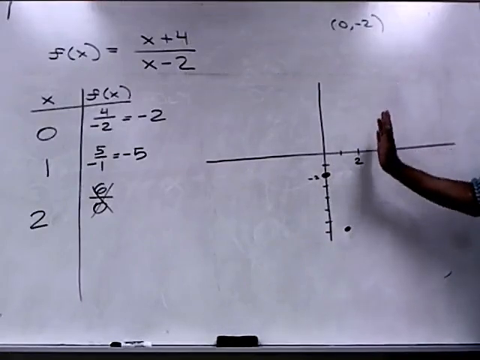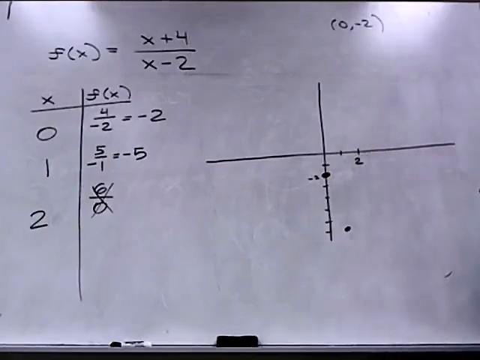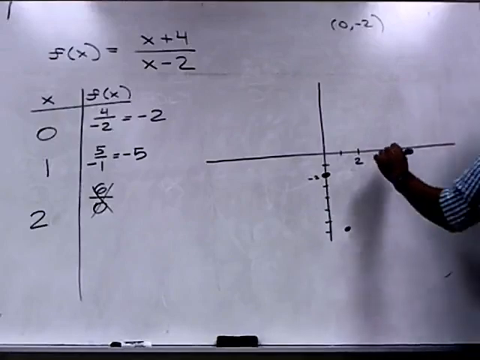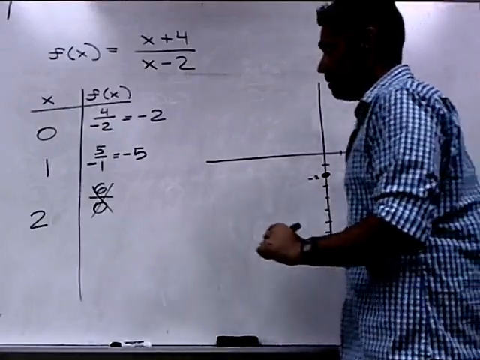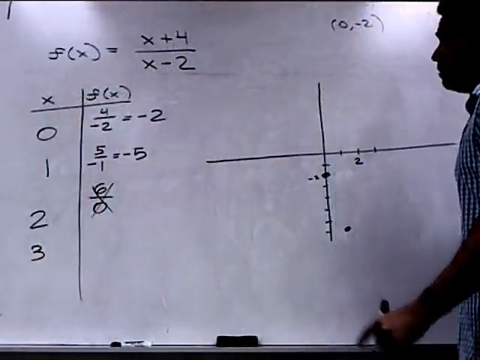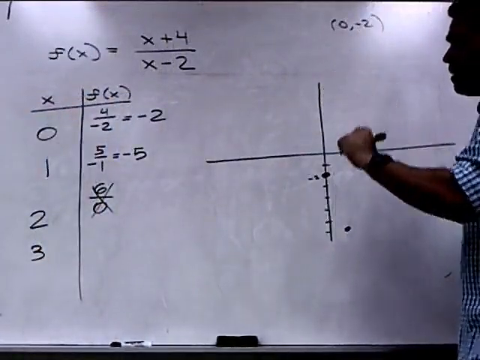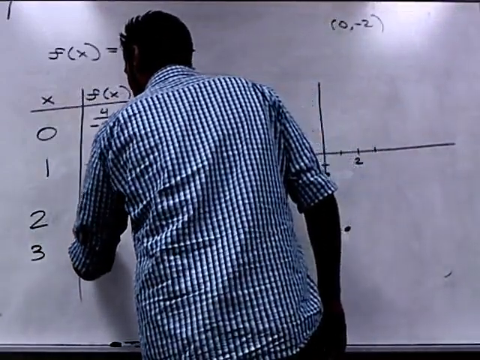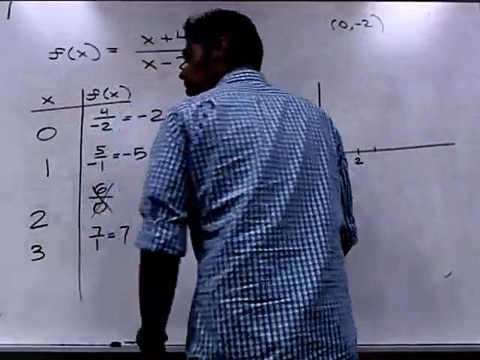So what's going to happen here? Well, I'm not quite sure yet, all right? So let's just move again. Let's go to the next number. How about 3? Let's plug 3 in. If we plug in 3, what do we get? On top we get 7. On the bottom we get 1. And 7 over 1 is 7.